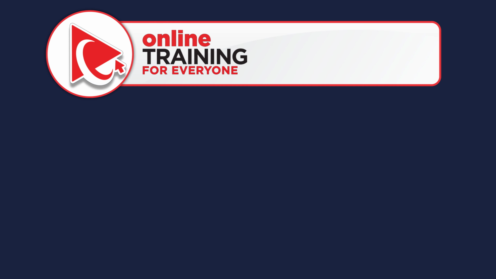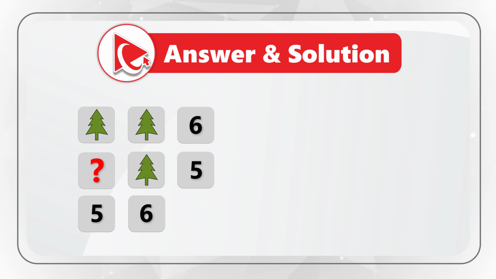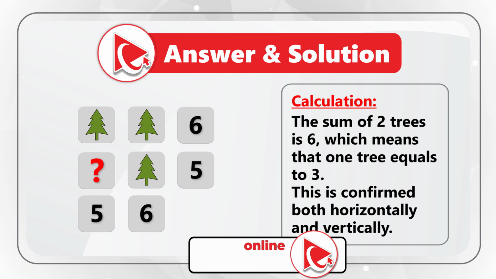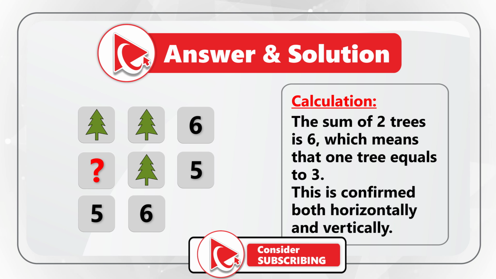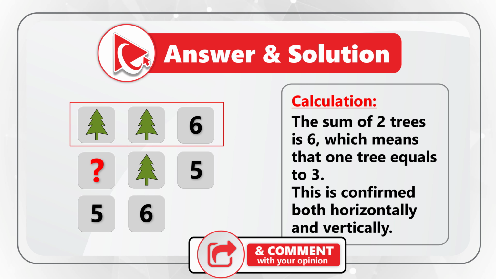On my end, I am moving forward to share with you my version of the solution. And obviously, if you have a better way to solve it, please make sure to post it in comments. As you might have guessed, what we see in the picture are mathematical expressions. For example, the sum of 2 evergreen trees is 6, which is represented by the top row. The same is true for the middle column.